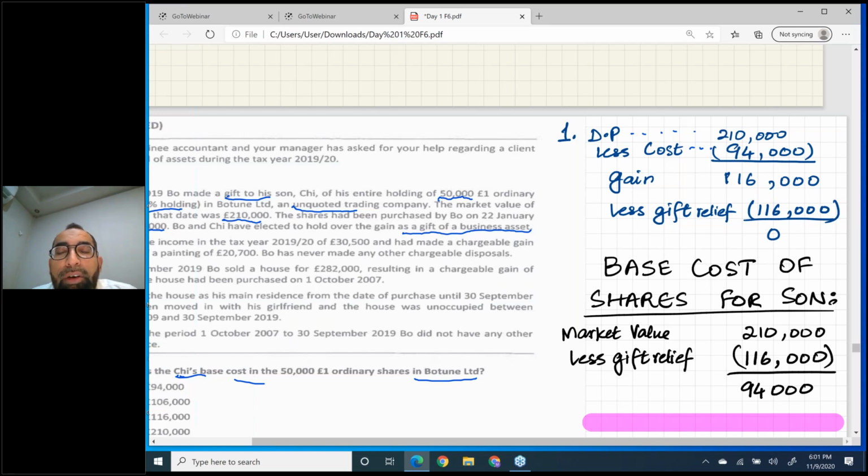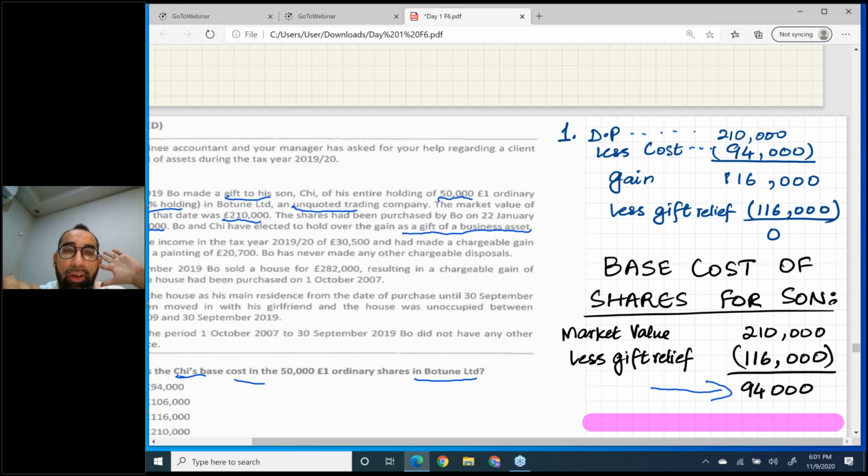Now, son got the shares with market value of 210,000. Son received the shares with market value of 210,000. And what is the gift relief? 116,000. We have just deducted. So the base cost of shares for the son is 94,000. Okay, so your examiner has asked you the base cost and the answer is 94,000.